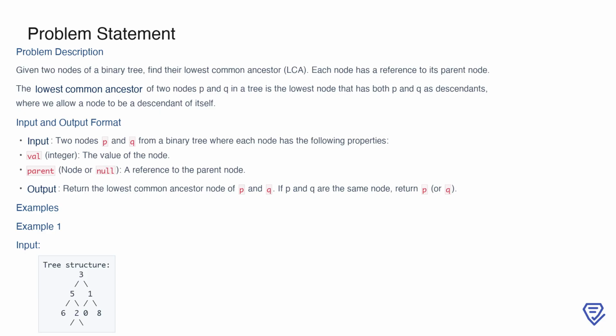For the input, we are given two nodes, P and Q, each with a value and a reference to their parent. The output is the node that represents their lowest common ancestor. Let's now look at some examples to better understand this concept.